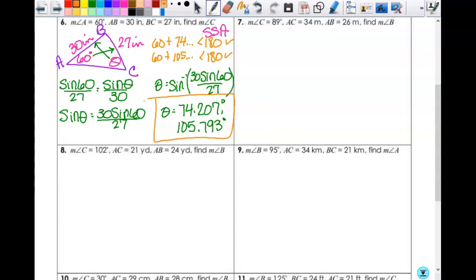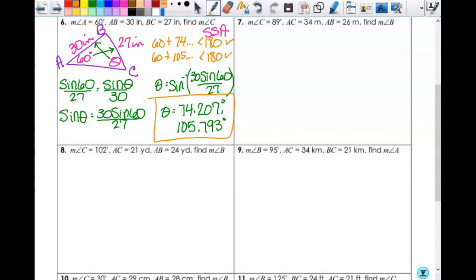There are two different triangles we could build. Depending on the information I give you, on some problems you can only build one triangle and that's it. On the front, you can only build one triangle. With this information, you could have built two.